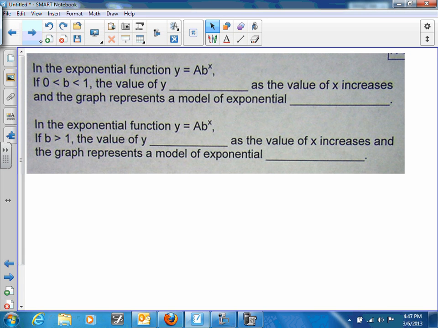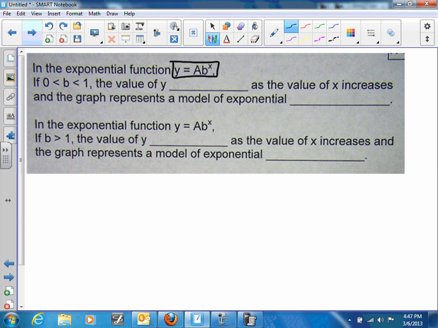Now, on the back side of your worksheet, you had this. If the exponential function y equals a times b to the x, in this function here, we're talking about this one right here. It says if b is between 0 and 1. Well, if you have 0 and you have 1 and b is in the middle, it's going to be a fraction. It's either going to be a fraction or a decimal.